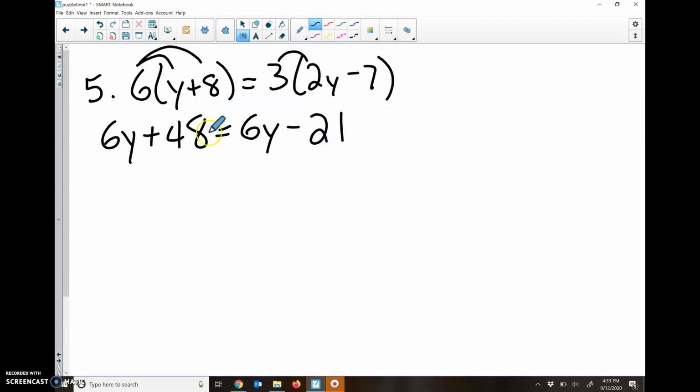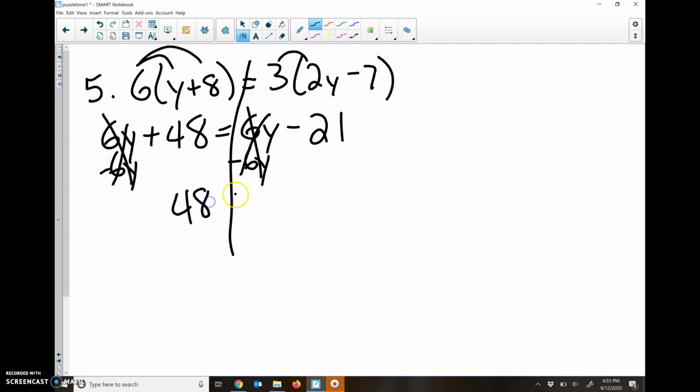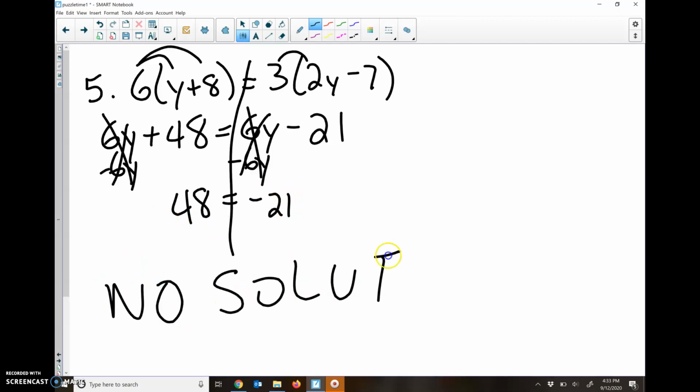So a big hint here, once we end up with the same number in front of our variable, probably going to mean we're ending up with a no solution or many solution. So subtract 6y, subtract 6y. I was right, they're going to cancel out. So I'm just left with 48 equals a negative 21. And that is not true. 48 does not equal negative 21. So that is a no solution.